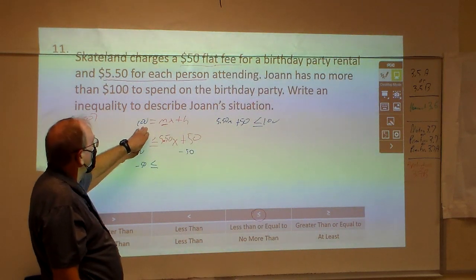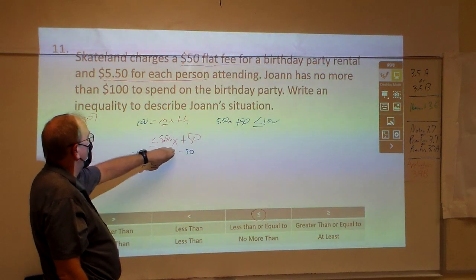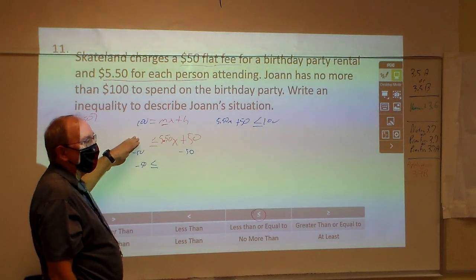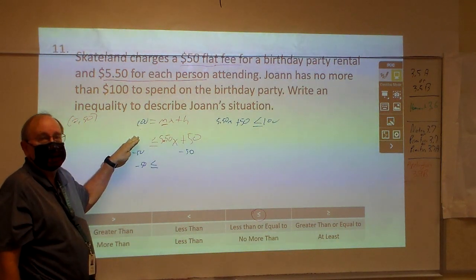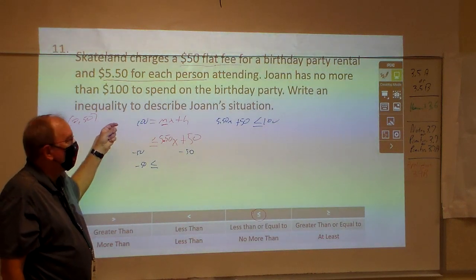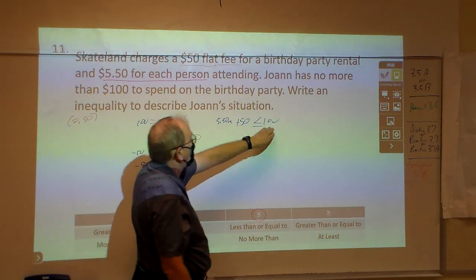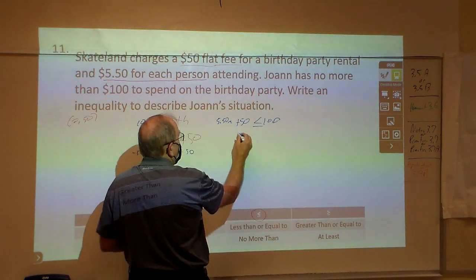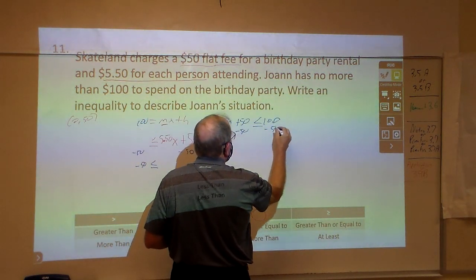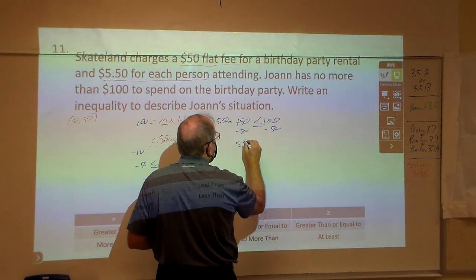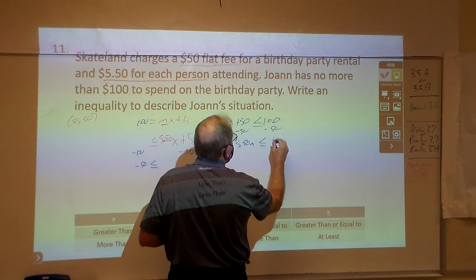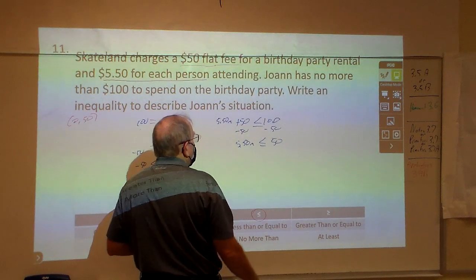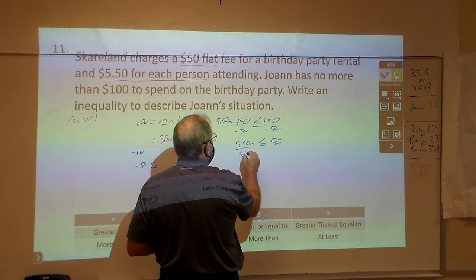But how come I knew it was wrong? I was going to get an answer where these numbers were larger than 100, so I thought, wait a minute, she only has $100 to spend. That told me I was doing it wrong. No more than, so I have to be less than or equal to 100. That's where I should have started. So now when I minus the 50, I have 5.50x less than or equal to 50, which I'm now going to divide each of these by 5.50.